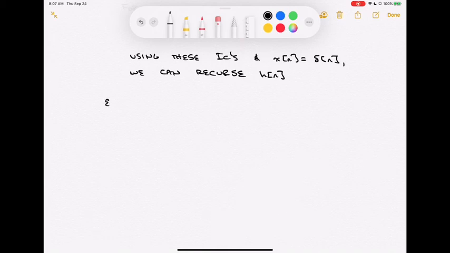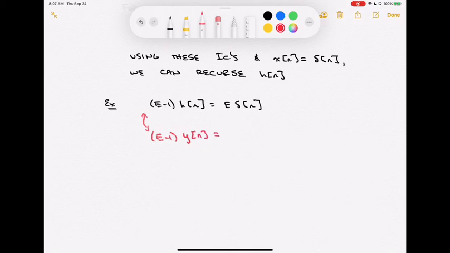As a quick example, let's take a look at E minus 1 acting on h of n being equal to E delta n. I've already made the substitution x equaling delta and y equaling h. If we wanted to go back in time, this is the same as an E minus 1 system acting on y of n being equal to E x of n. That's just the way these substitutions ended up working out. When we're finding the impulse response h, it requires x be a delta.